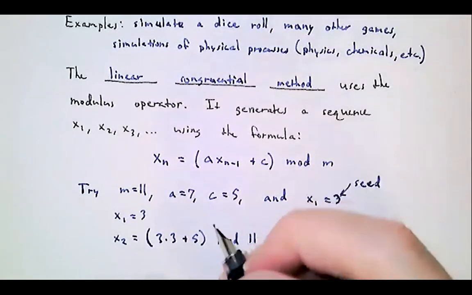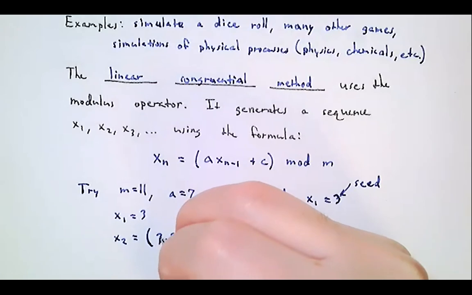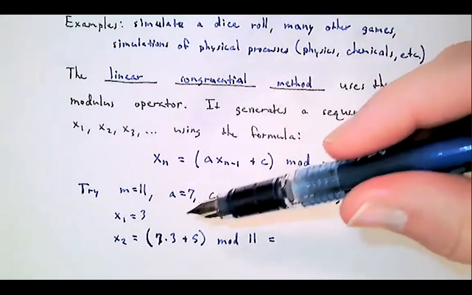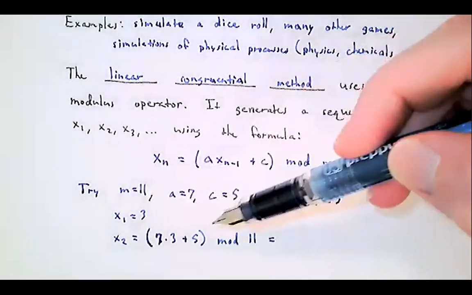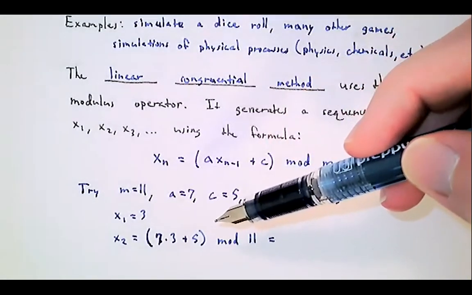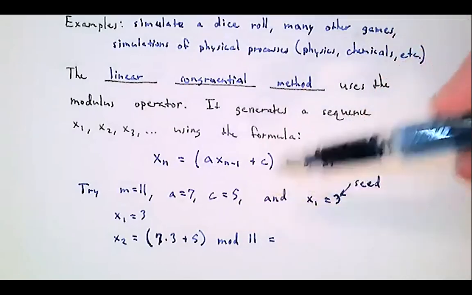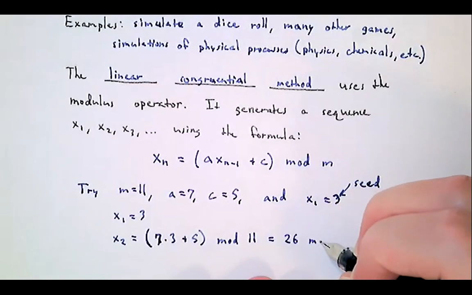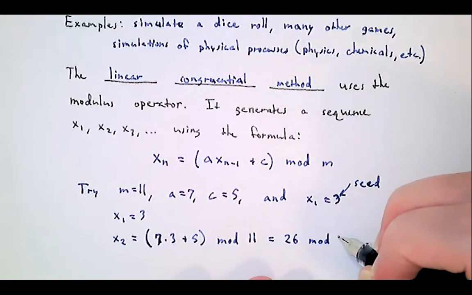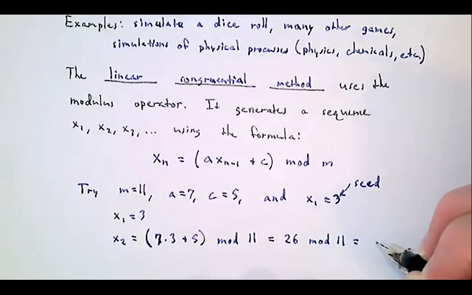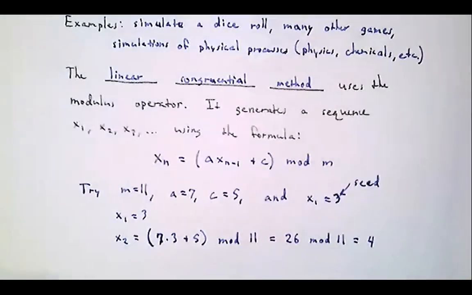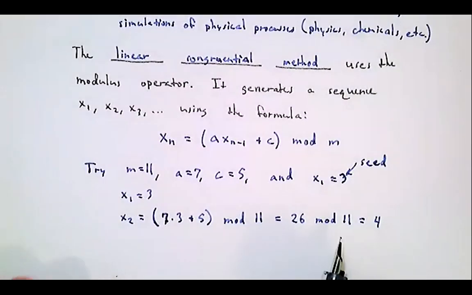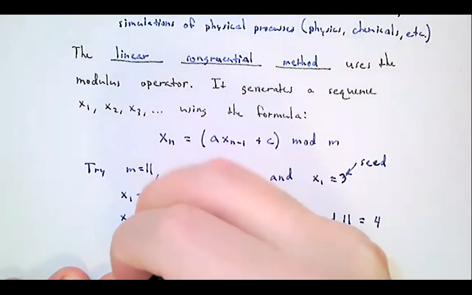Oh, yes, I did make a mistake here. Yeah, A is 7. Thanks for pointing that out. So 21 plus 5 is 26. Modulo 11. What do we get? 4. Good. Yeah, 11 times 2, and then the leftover is 4.